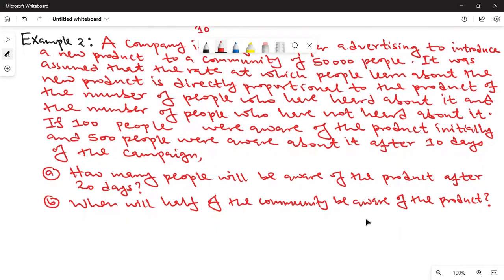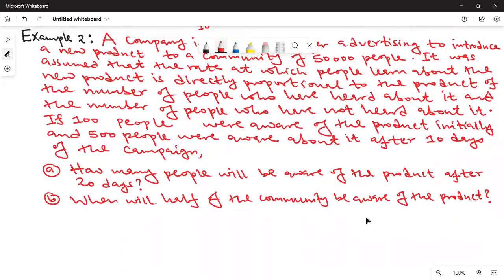So let's analyze this statement again so that we can see how to form the ODE for this problem. So you can write solution.